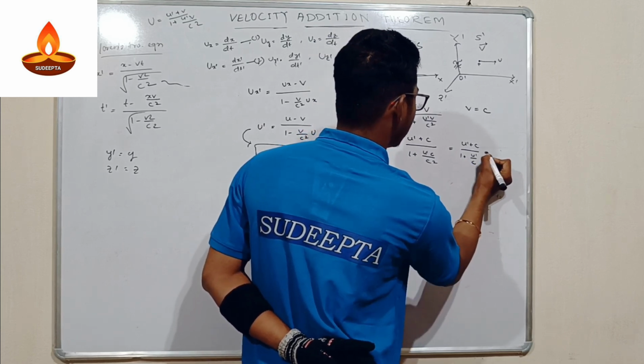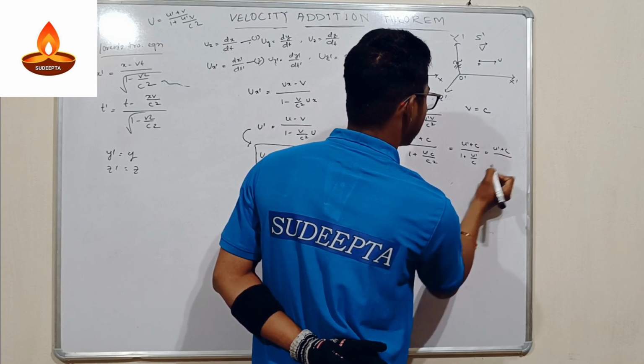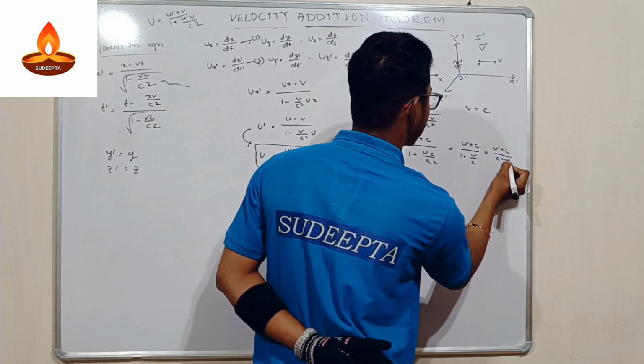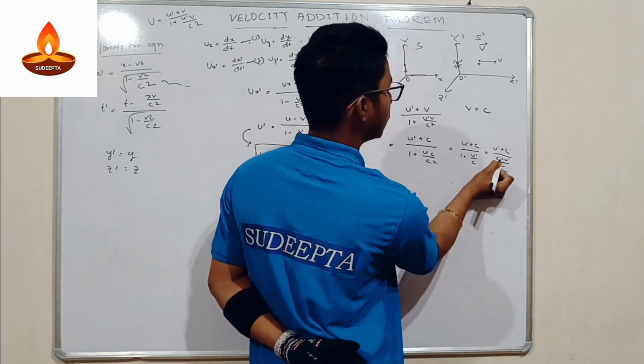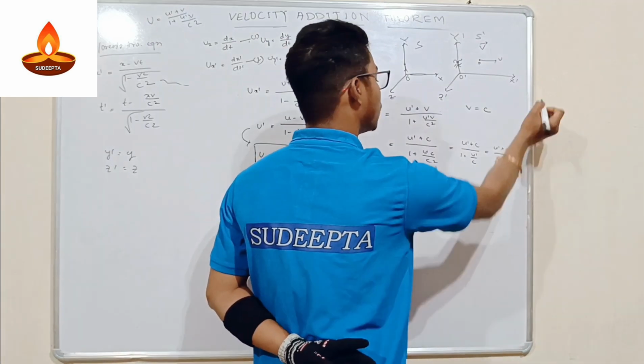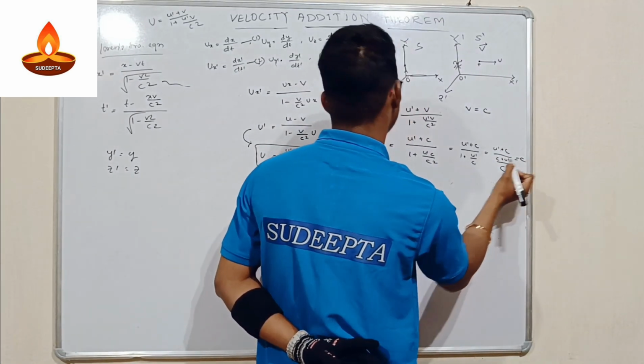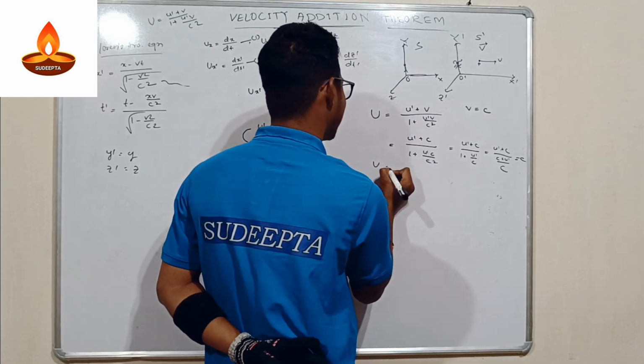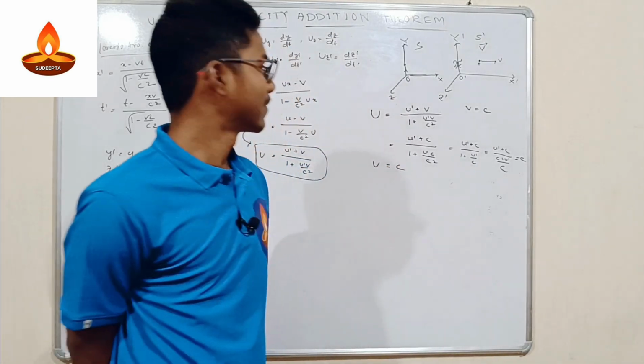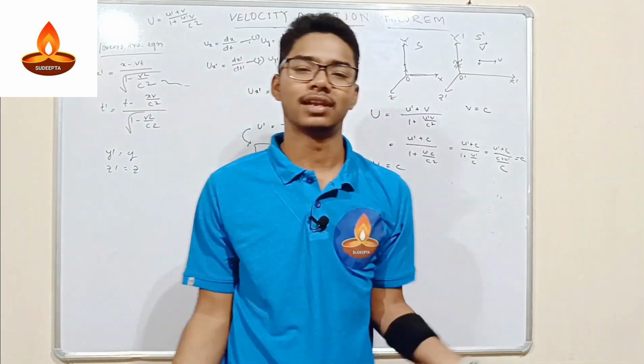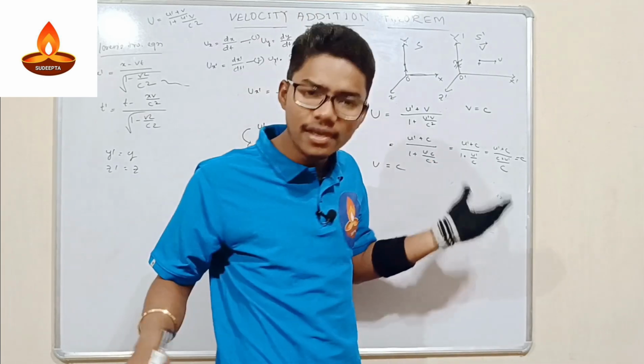That is u dash plus c upon, if you take the LCM, that is c plus u dash upon c, and this will be cancelled out and this c will go to the upside, that means it is equal to c. What is that reference? That u is equal to c also. That means the particle is moving at the speed of light. There is nothing additional happening here.